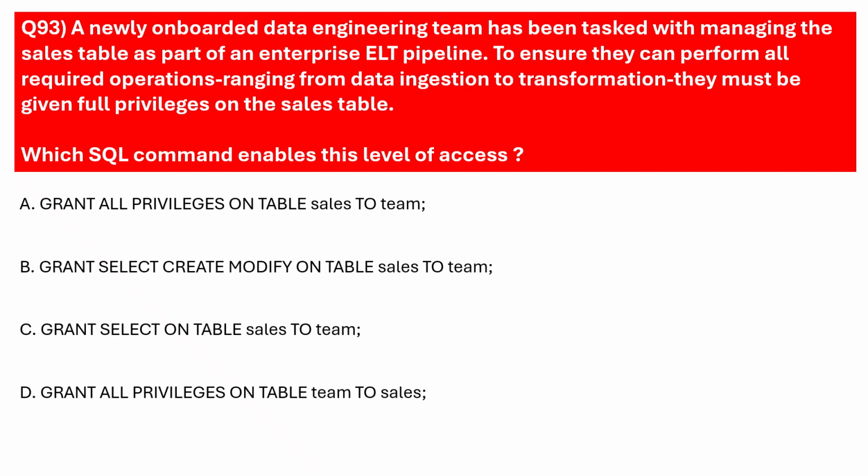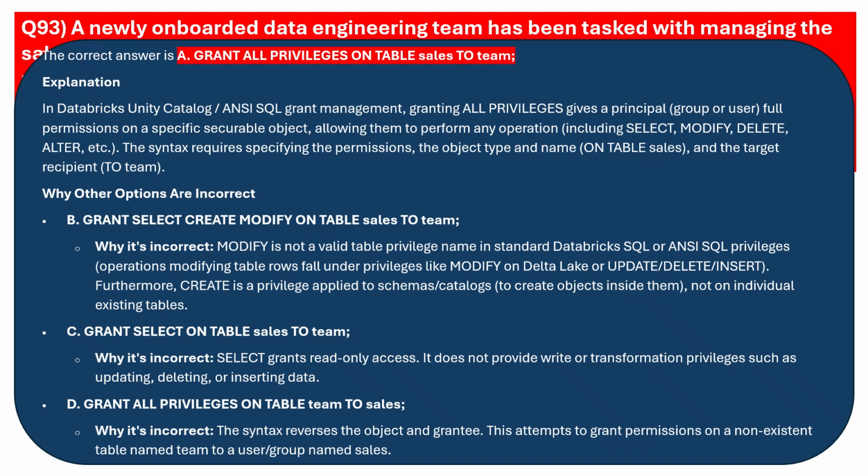A. GRANT ALL PRIVILEGES ON TABLE sales TO team. B. GRANT SELECT, CREATE, MODIFY ON TABLE sales TO team. C. GRANT SELECT ON TABLE sales TO team. D. GRANT ALL PRIVILEGES ON TABLE team TO sales. The correct answer is A. GRANT ALL PRIVILEGES ON TABLE sales TO team.